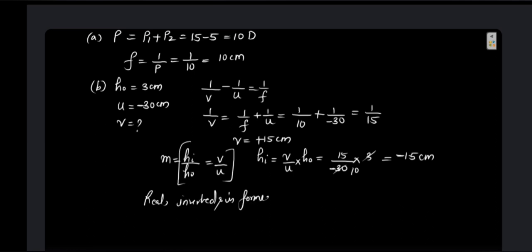And it is formed at 15 centimeters on the other side of the combination because it came positive, right? So it is formed on the other side of the combination.